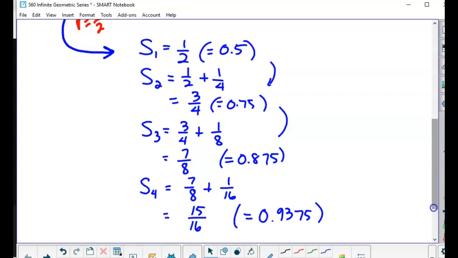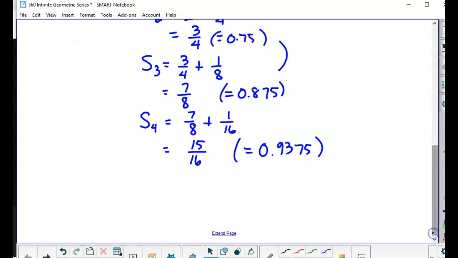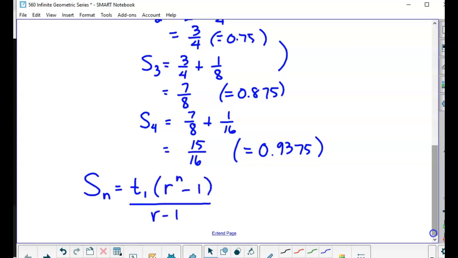Okay? Now what you can do here is think about our formula for the sum. So sum of n terms, remember, T1 times r to the n minus 1 over r minus 1. So if we put in what we know here, I'll give you a sec to get caught up before I do that.